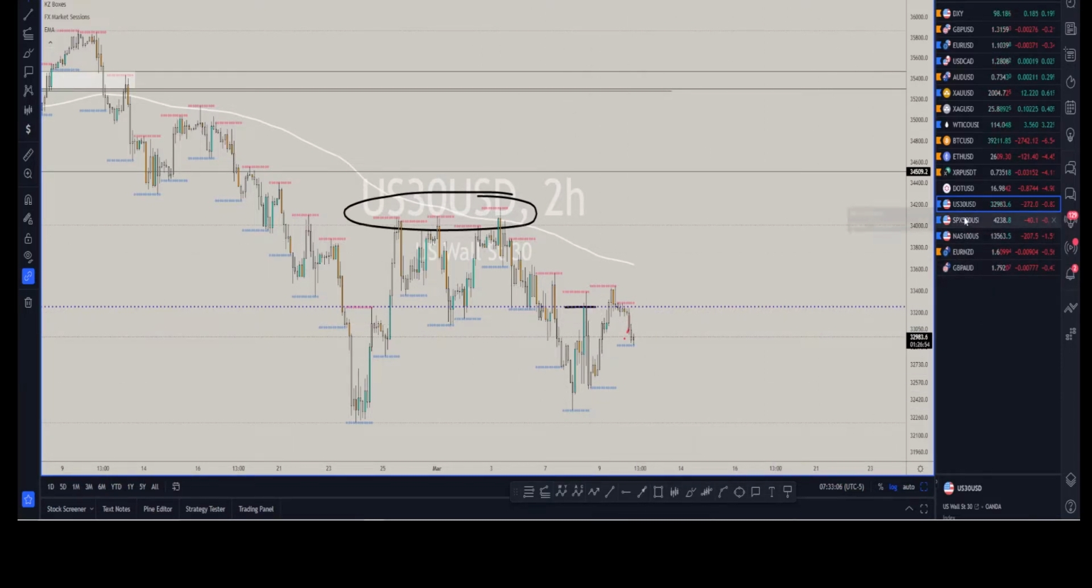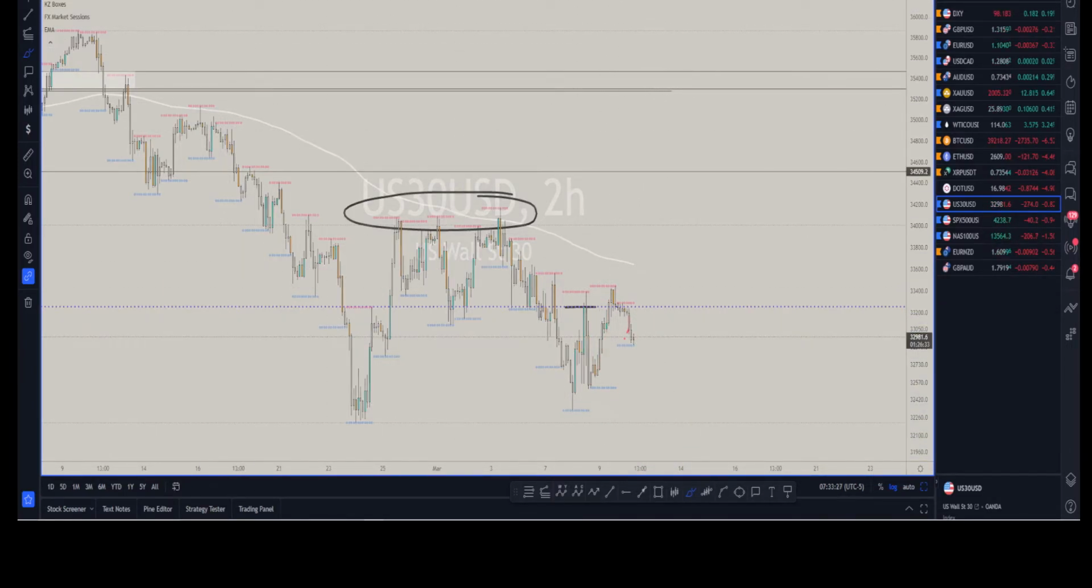Did we change any structure on the higher time frame? Nothing at all. We have liquidity down here, we have liquidity up there. Decide which liquidity you want to go to. But what I know is we are in a downtrend. This is complete. I'm looking for this.